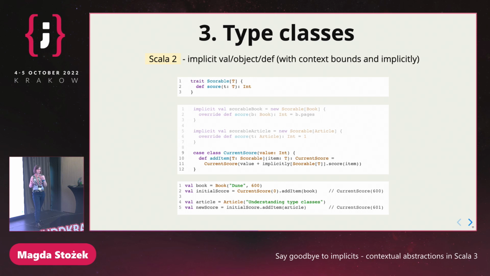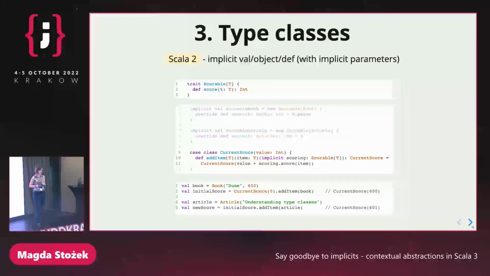Now, this is one way of defining type classes. Another one is a bit different. So here at the bottom, this pointer doesn't work. But generally on the bottom, instead of the context bounds, you can have another parameter list with the implicit scoring. So you actually have the name of your instance. And instead of this implicitly keyword, you just call it by name. So this is just a matter of taste.